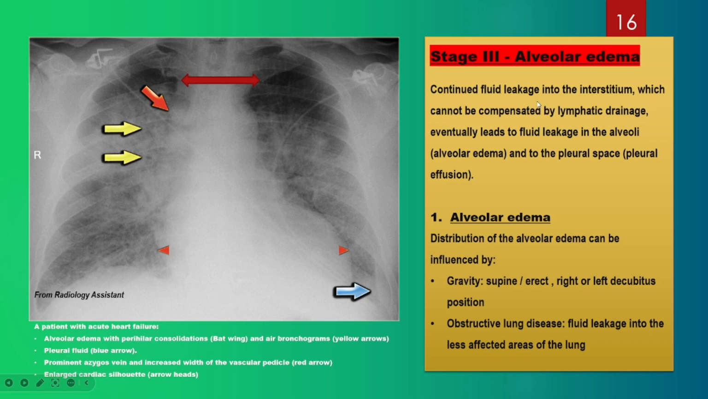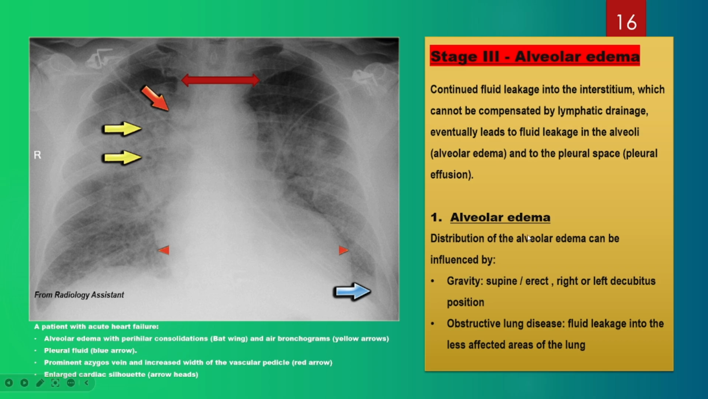With continuous fluid leakage into the interstitium, which is not compensated by lymphatic drainage, the fluid will ultimately leak into the alveoli and into the pleural space, causing alveolar edema and pleural effusion. Fluid in the alveoli will be seen as perihilar opacities or consolidations with air bronchograms, and also cotton wool opacities.